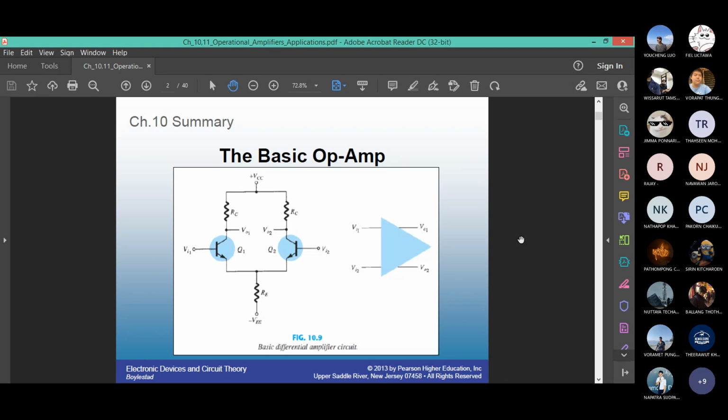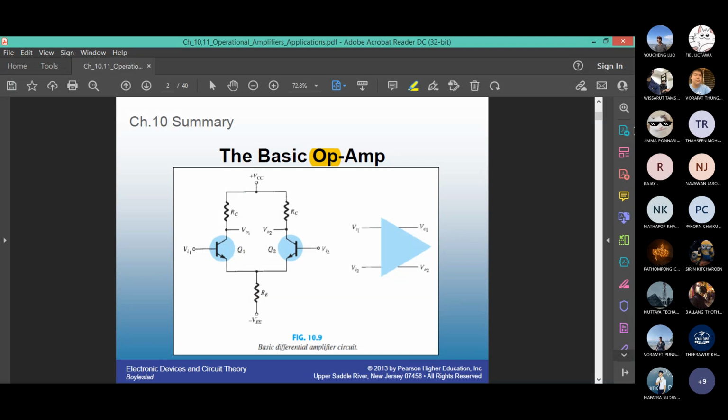I'm at slide number 2 now. Again, this slide should read the basic differential amplifier. What are the characteristics of a differential amplifier? You will have 2 inputs. You can also have 2 outputs. Sometimes you have 2 input pins and just 1 output. That is also based on the differential amplifier, which is the op-amp.